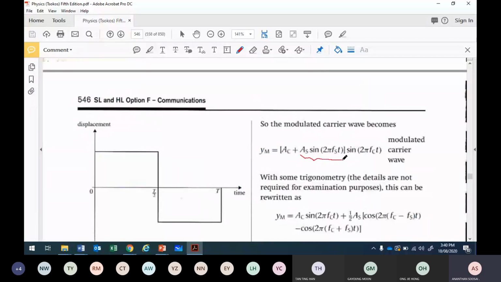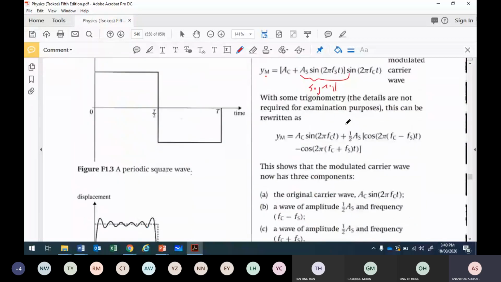Okay, this is your carrier. Oh, sorry, this is your signal. Okay, your signal. So the signal has been added into the displacement of the carrier. You see the carrier, the signal has been added into the displacement of the carrier. So this complex formula later will be rearranged like this.